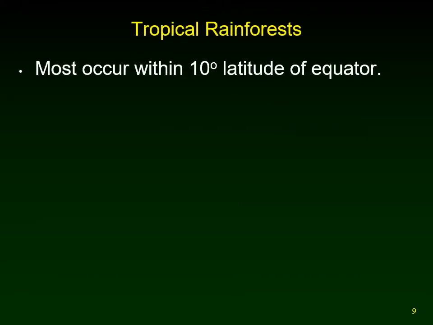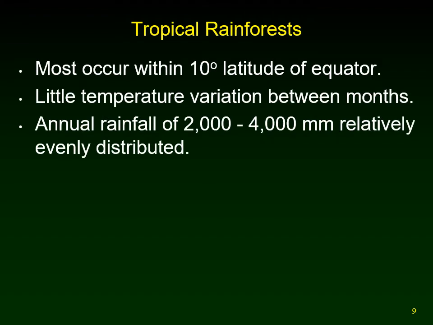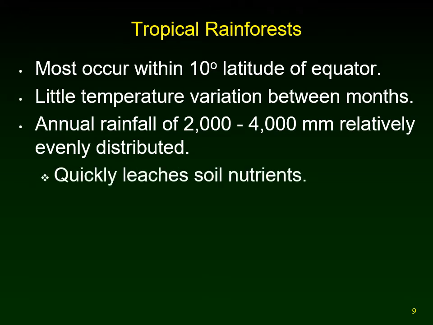They occur within 10 degrees latitude north and south of the equator. The temperature is fairly constant over the year. The annual rainfall of 2,000 to 4,000 millimeters, which is 200 to 400 centimeters, which is 2 to 4 meters, is relatively evenly distributed across the year.